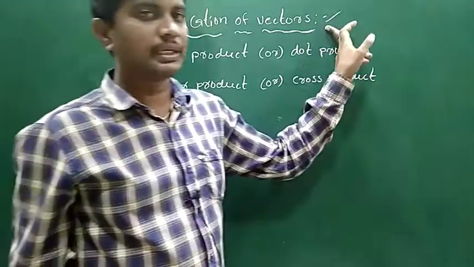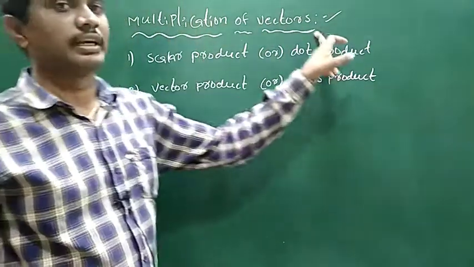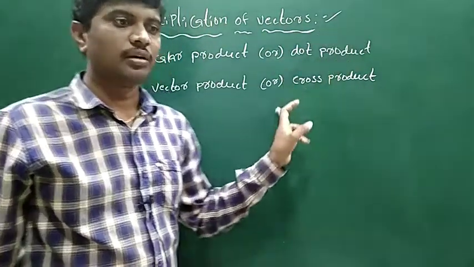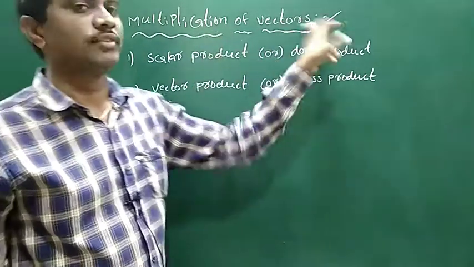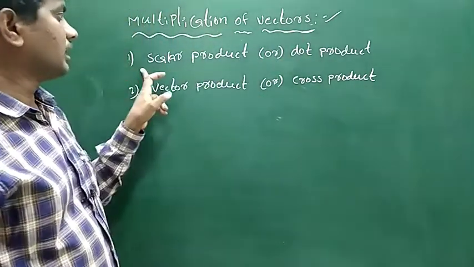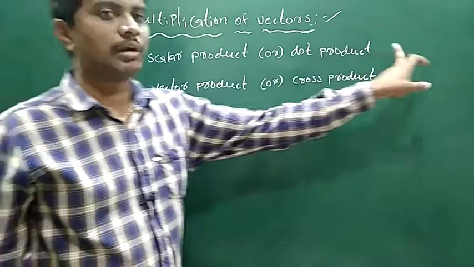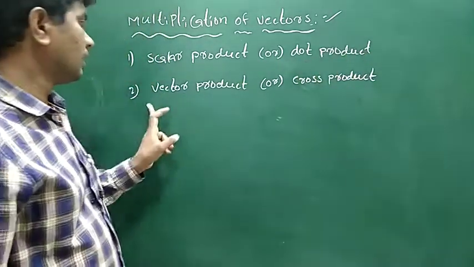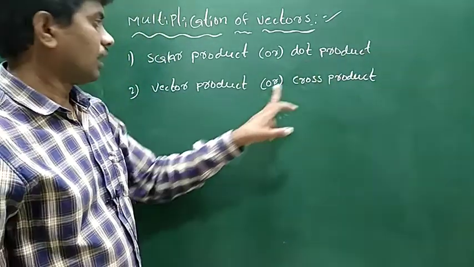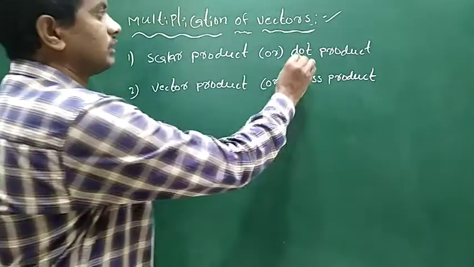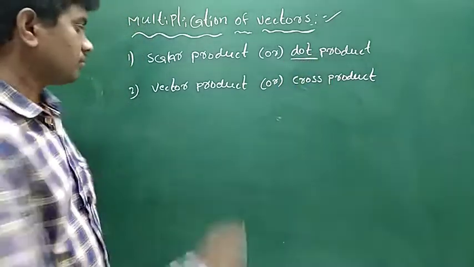Today the new topic is the multiplication of vectors. There are two types of multiplication of vectors. The first one is the scalar product or dot product. The second one is the vector product or cross product. The first one is the dot product.